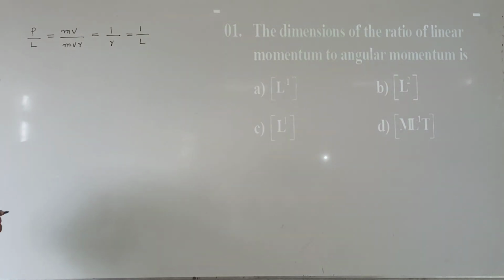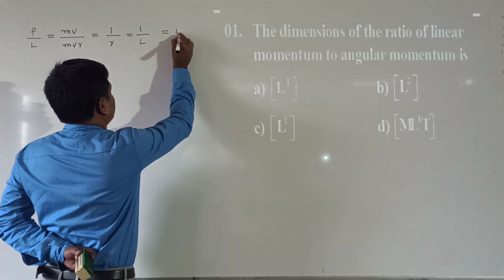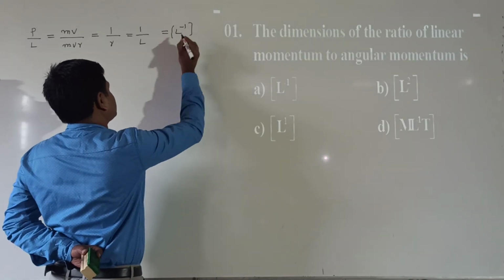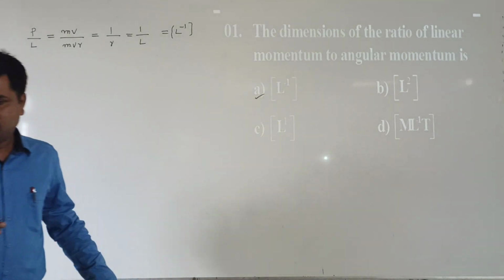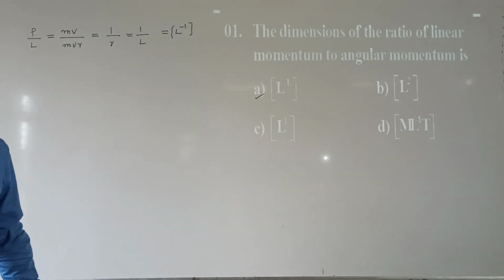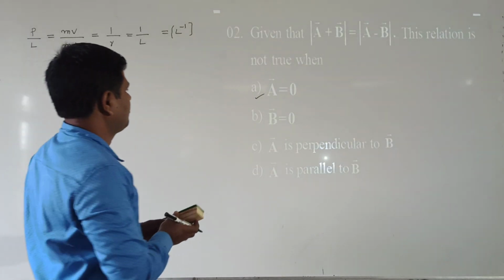The dimensional formula of r is L. So we are getting L power of minus 1. The dimensional formula is L power of minus 1. Option A is correct. Next we come to the second question.